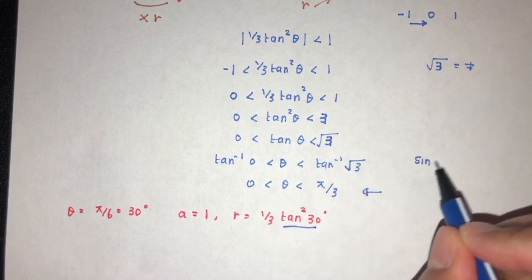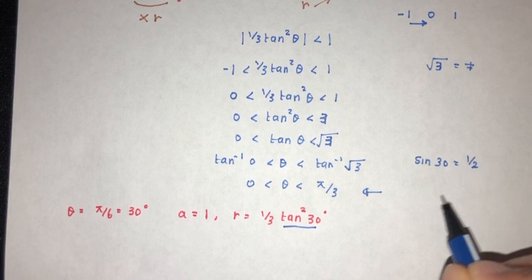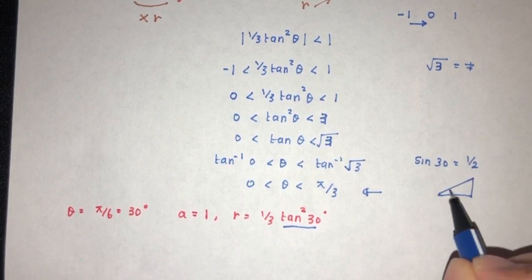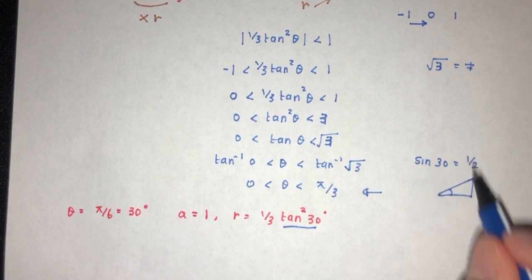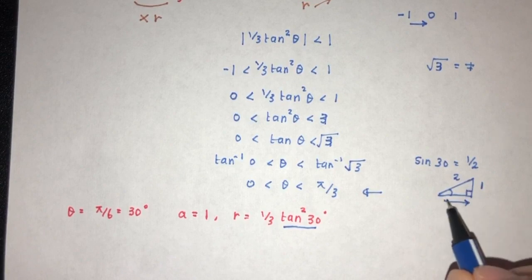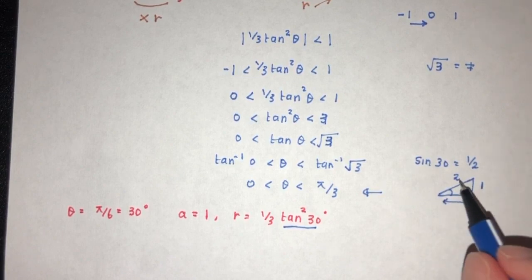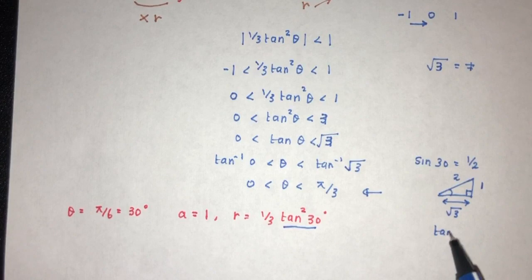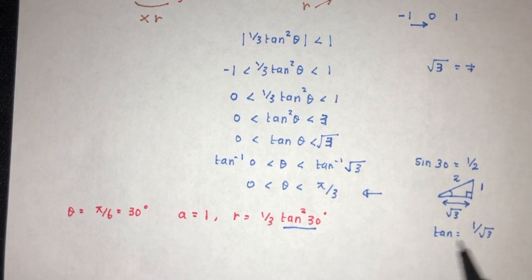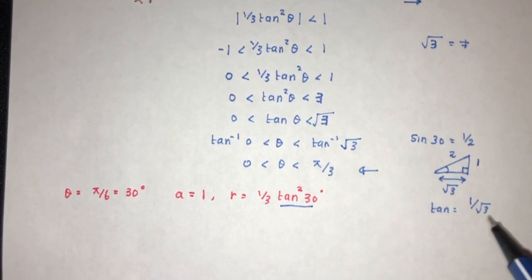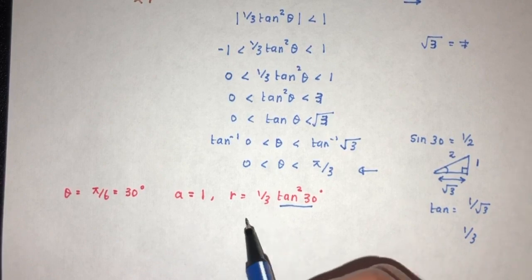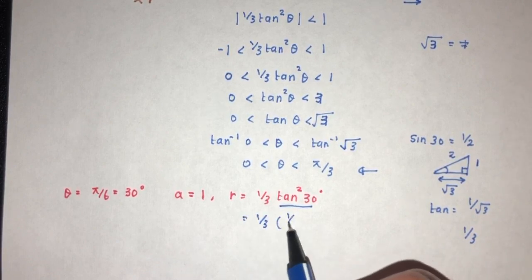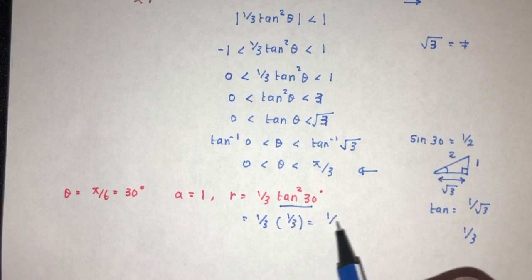Usually we know sine of 30 is equal to half. Now we use the right angle method. This is 30 degrees. Sine is the opposite side over the hypotenuse, so the opposite side here is 1, and this is the hypotenuse, 2. Now we have to find this side, which we find using the Pythagoras theorem: root of 4 minus 1, that should be root 3. Now tan is obviously 1 over root 3, which is the opposite side over the adjacent side. So tan of 30 is 1 over root 3. The square of that should be 1 over 3. So here we have 1 over 3 multiplied by 1 over 3, that should be 1 over 9.